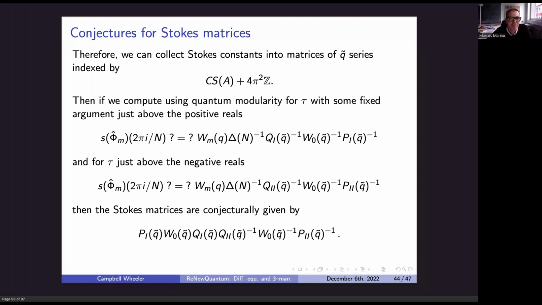And this is in your papers? Where are these concrete examples? These matrices will appear in my thesis, I guess. So this should come out in a couple of months. Okay.